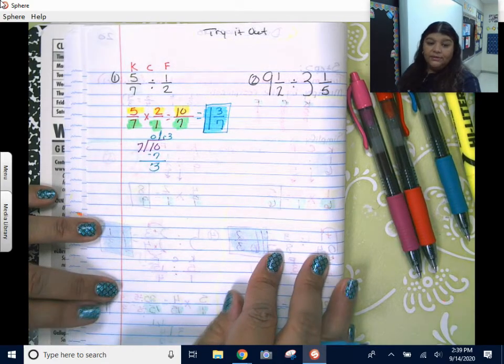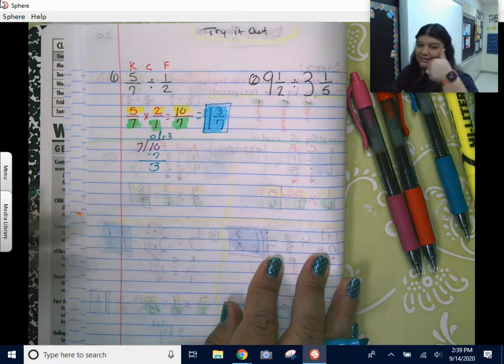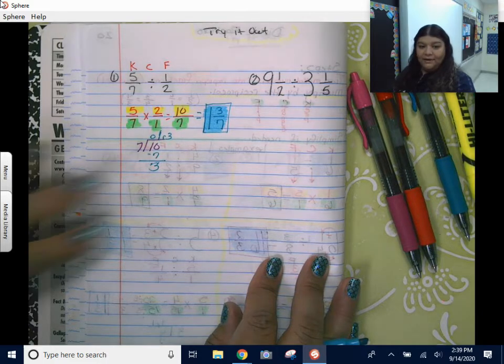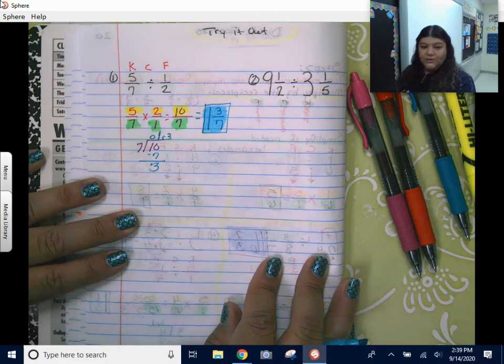Okay, so check that one, see how you did. If you did it right, good job. Okay, if not, kind of see where you're wrong. Okay, maybe it was in the flipping or the multiplication, so be careful.